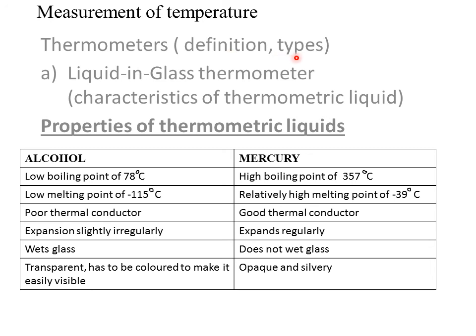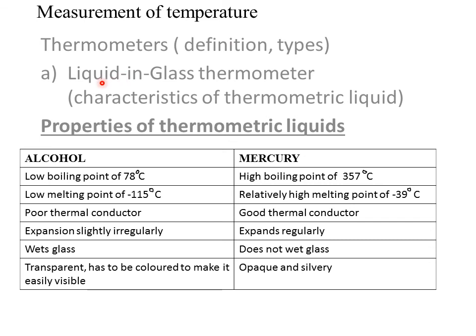Now there are various types of thermometers, but there are three main categories. We have the liquid in glass thermometer, the Six's maximum and minimum thermometer, and lastly we have the bimetallic thermometer or the bimetallic strip thermometer. So each thermometer is used according to the specific measurements required. So we'll discuss the liquid in glass thermometer.